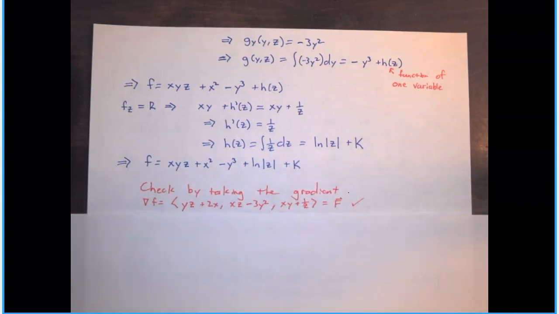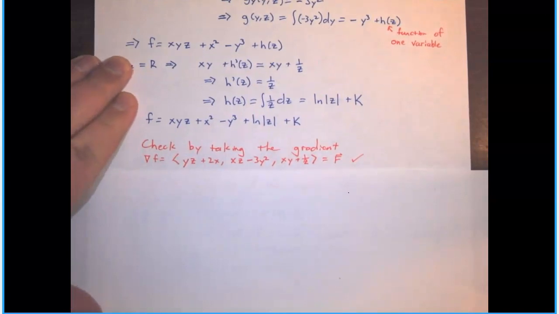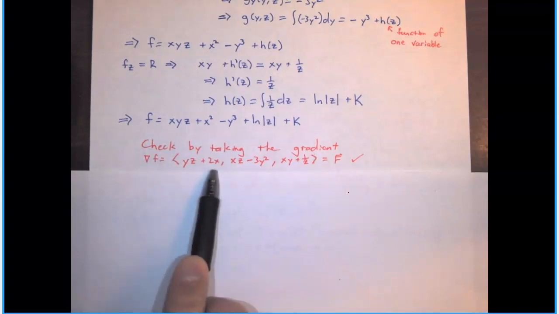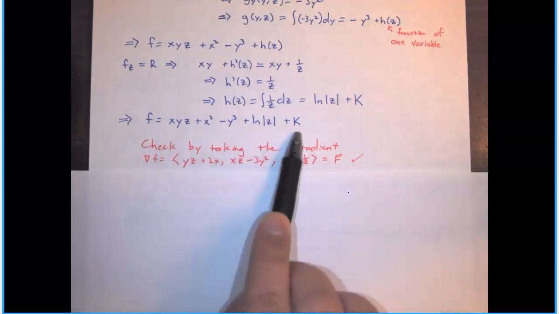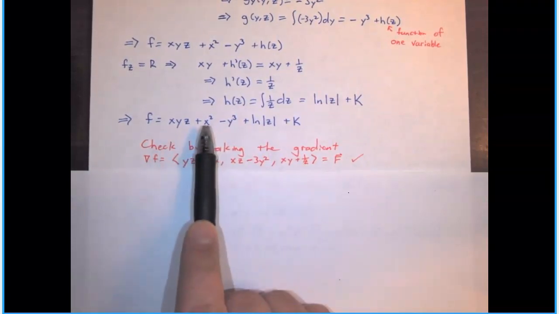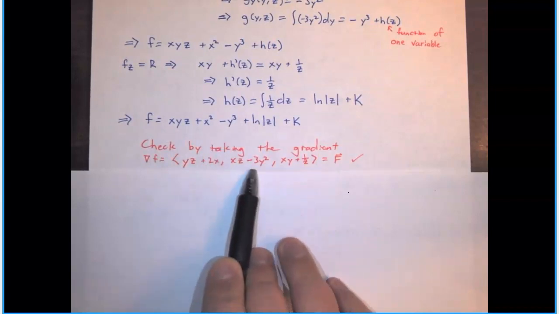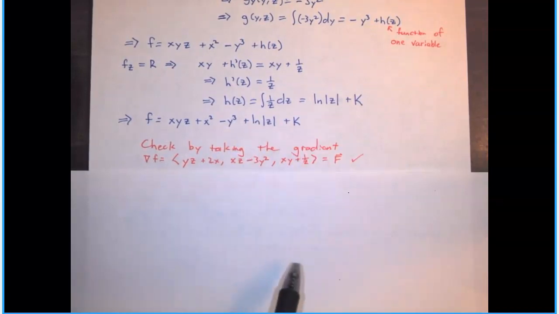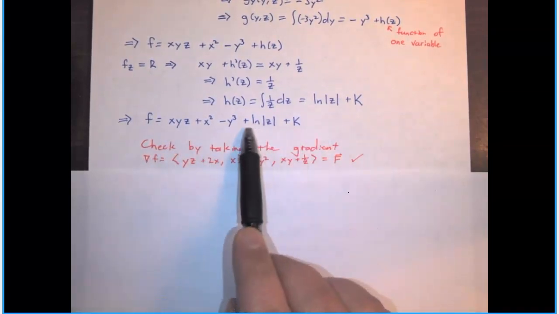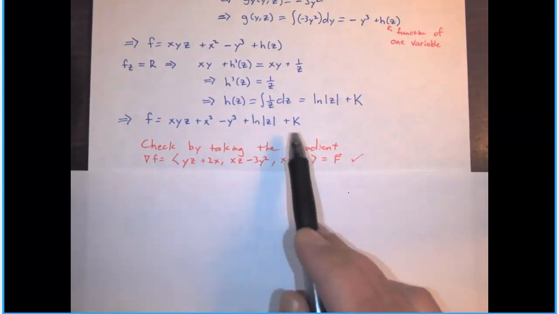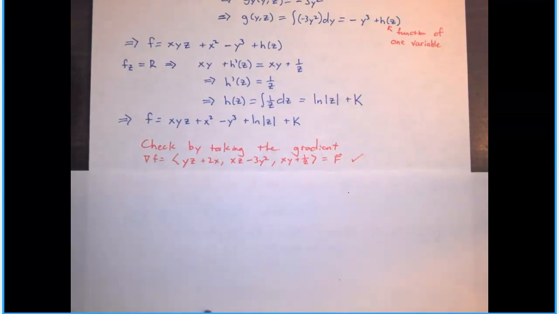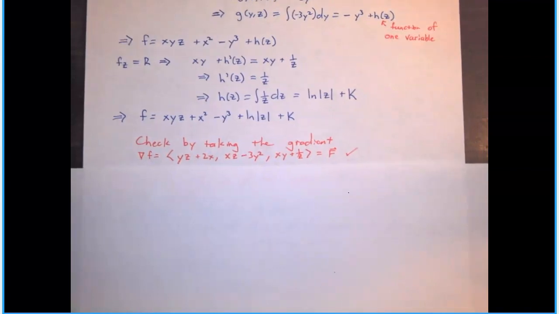I can check my work by taking the gradient of this potential function. I take a partial derivative with respect to x. I'm going to get yz plus 2x coming from these two terms. These three drop out. I take a partial derivative with respect to y. I'm going to get xz coming from this term. X squared drops out. I get negative 3y squared from this term. These two terms drop out. And I take a partial derivative with respect to z. I get xy coming from this term. These two terms drop out. And the derivative of natural log of z is 1 over z, and the constant goes away. And this is exactly the vector field I started with. So this is the correct potential function.